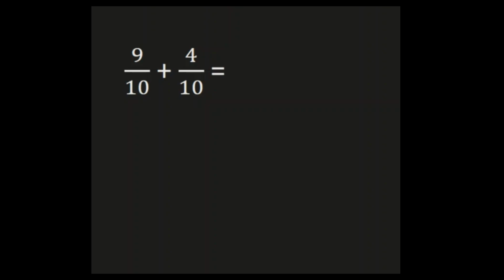For our final example, we have 9/10 plus 4/10. And again, our same steps. We add our numerators, we keep our denominators the same. So 9 plus 4 is 13, and our denominator of 10 will remain 10. And this time we have an improper fraction. Our numerator is bigger than our denominator, so we are going to want to turn it into a mixed number.